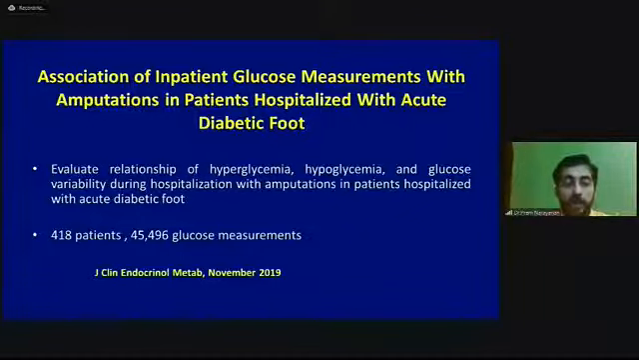So now, right till now we have been looking at the part of hyperglycemia, but the other side of the coin is hypoglycemia. This was a paper published in November 2009 in the JCM, the Association of Inpatient Glucose Measurement with Amputation in Patients Hospitalized with Acute Diabetic Foot. So this study looked into the effect of hypoglycemia and glucose variability with amputation in hospitalized patients. Around 49 patients and nearly 46,000 glucose measurements were taken.